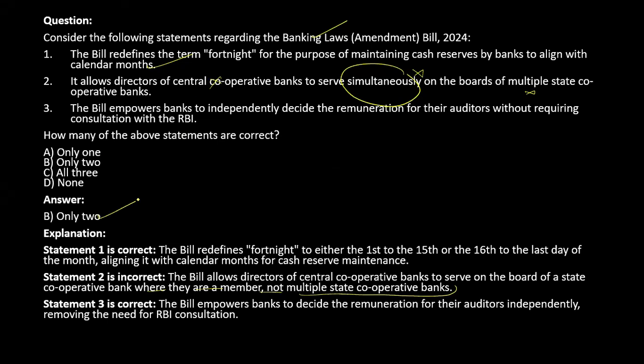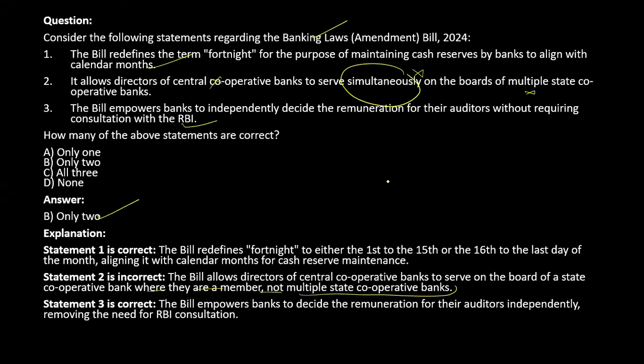So the answer is only two, because the last statement, that the bill empowers the banks to independently decide the remuneration for their auditors without requiring consultation of RBI, is correct. So the answer is only two. I hope all of you are able to find the answers. This is the level of UPSC, how the questions are being asked in recent times. I'll try to bring up all the different types and varieties of questions that UPSC is asking, so that you are aware of the pattern and how you are supposed to prepare for the prelims.